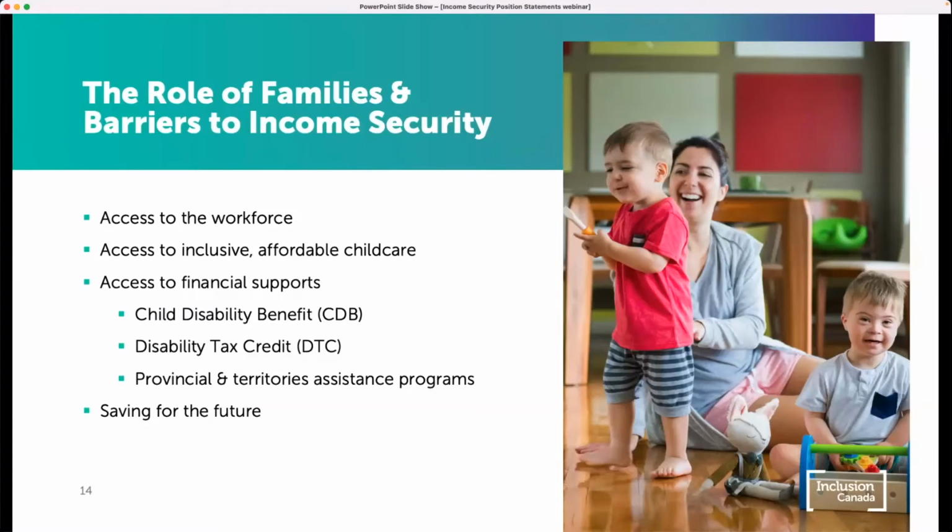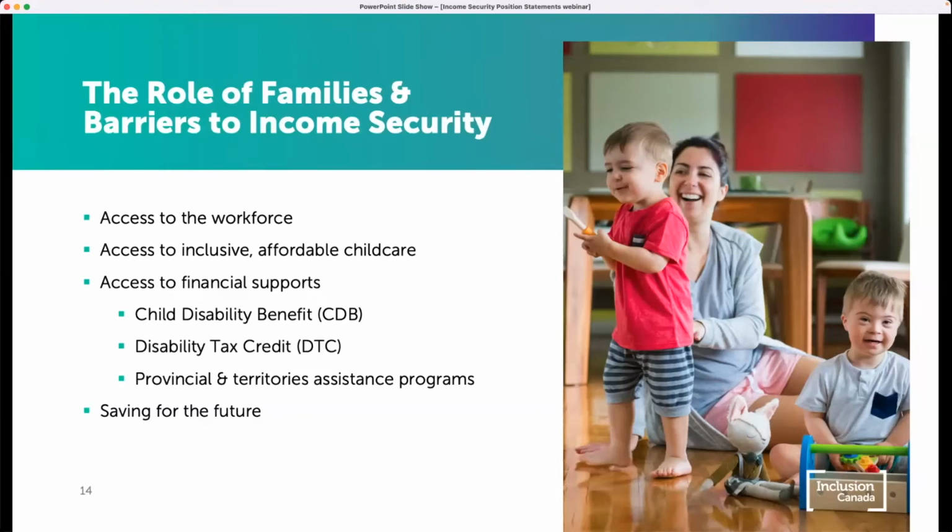The Child Disability Benefit, or CDB, is a tax-free monthly benefit for families supporting a child aged 18 and under with a disability. To access the CDB, a child must be approved for the Disability Tax Credit, or DTC. As you heard earlier, getting approved for the DTC is often a long and difficult process, and it's sometimes unsuccessful. Families may need support to complete the process.